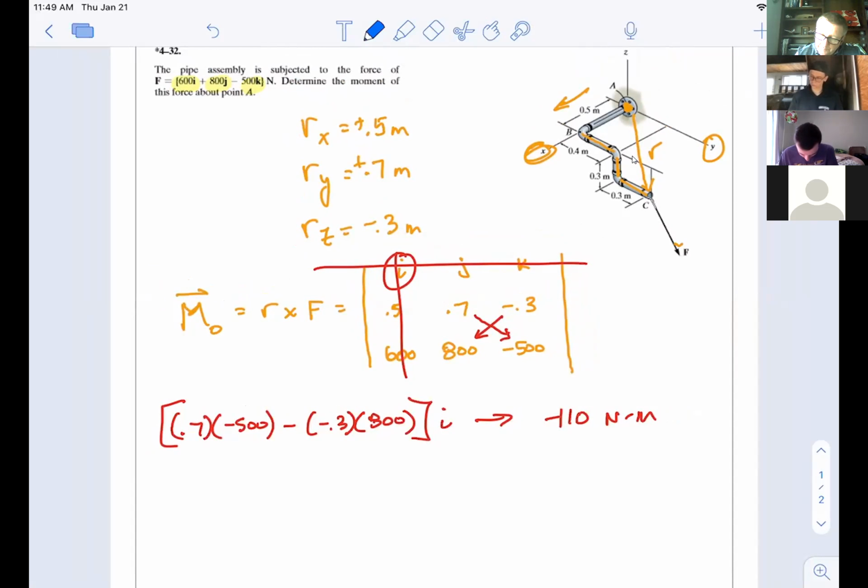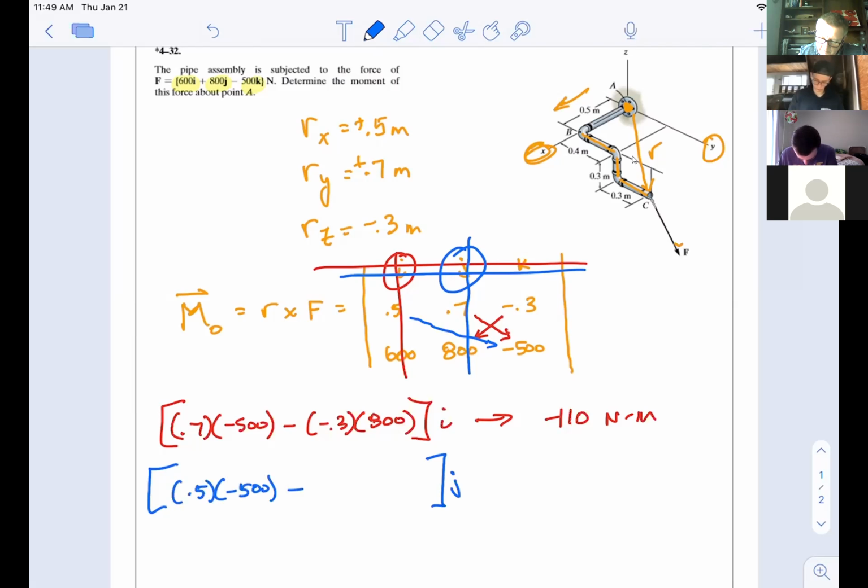Then you move to J. So this next one is going to be J. And you do the same exact thing. You cross out the row and you cross out the column. And so for J, the matrix you have left is the stuff that's left. So I take 0.5 times negative 500. Always minus. And then negative 0.3 times 600. So 0.5 times negative 500, minus a negative, so plus 0.3 times 600. I got negative 70 Newton meters.